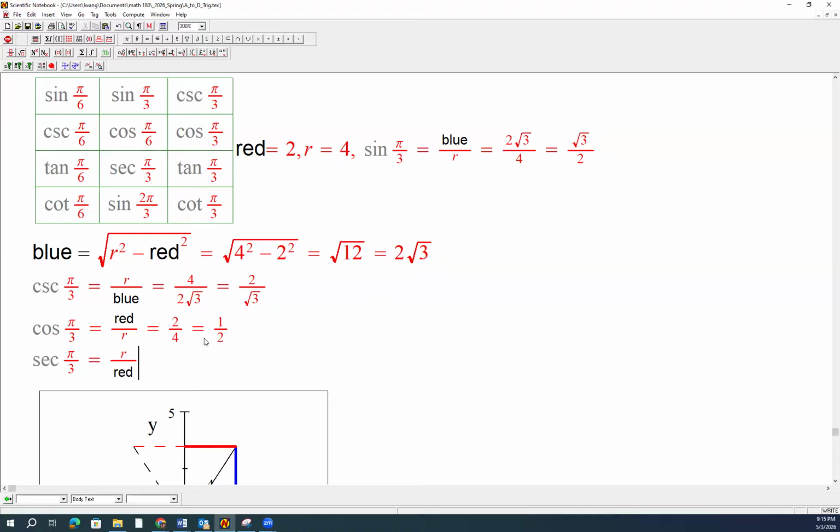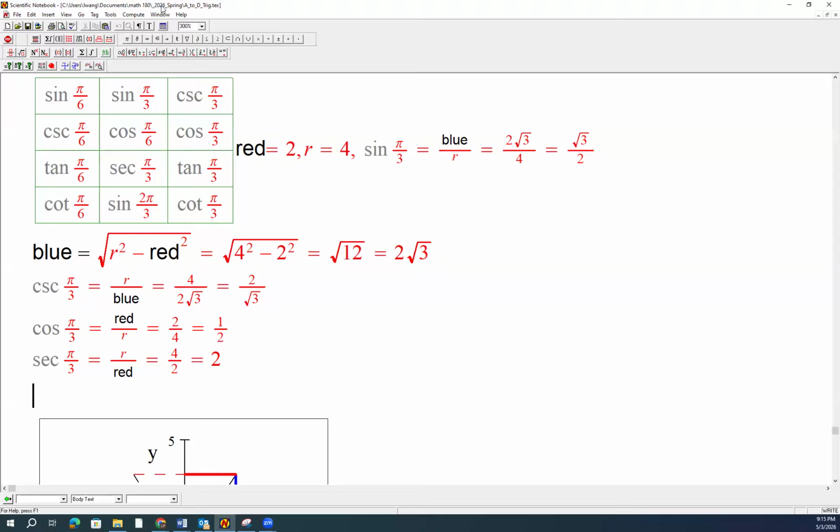And r equals 4, and red equals 2. So that will make a 2, right? So secant pi over 3, tangent pi over 3. So you can see with the definition, we can obtain any value we want.